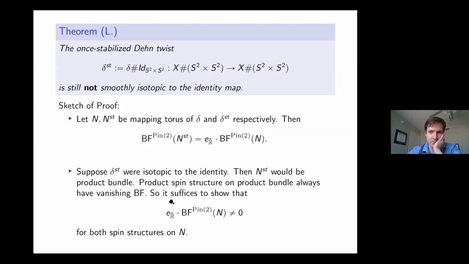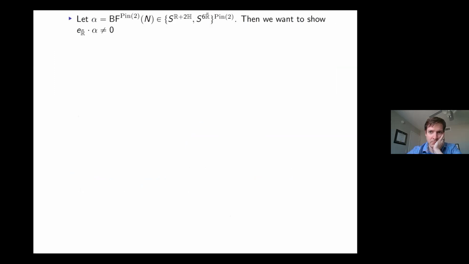Therefore, it's enough to show that this Bauer-Furuta invariant is non-vanishing for both spin structures on N. Recall that N has two spin structures, and we need to show that both spin structures satisfy this inequality. And how do we show that? Let's denote this Bauer-Furuta invariant by alpha. Then we need to show that ER tilde times alpha is non-zero.